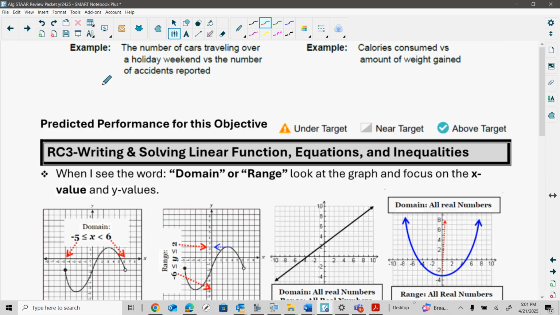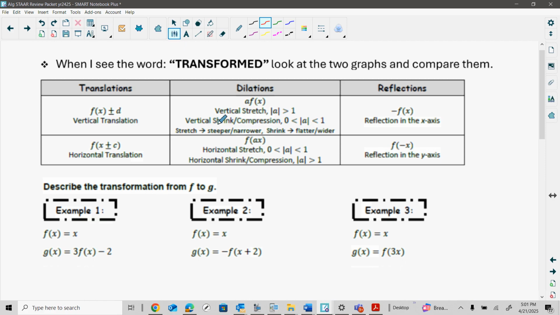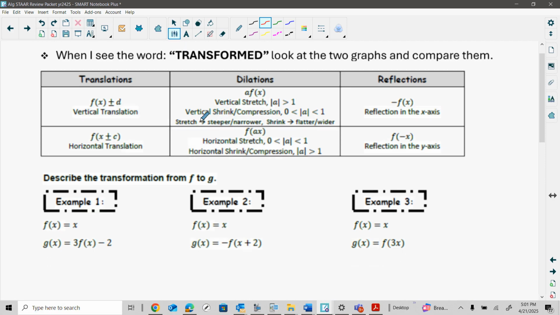All right, well that takes care of, wait. Oh yeah, transformations, forgot. On here, there's some words you want to look for. The best thing is you want to look at the two graphs to compare. So whenever I see this word transform, look at two graphs and compare. So this is just kind of some recaps.